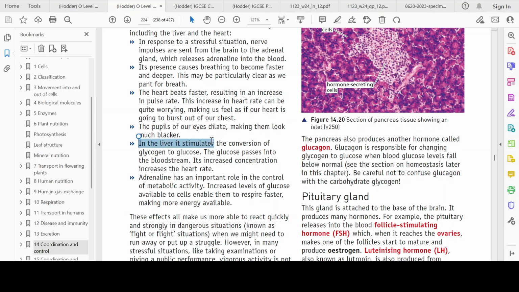In the liver, it stimulates the conversion of glycogen to glucose. This passes into the blood, and its increased concentration increases the heart rate. So you want more because you're in a stressful situation. You want more energy. Adrenaline has an important role in the control of metabolic activity, as you can imagine. Increased levels of glucose available to cells enable them to respire faster, making more energy available. So what we just mentioned.